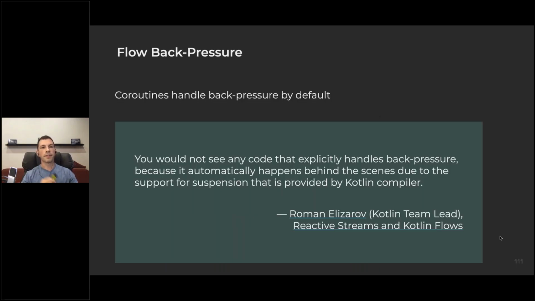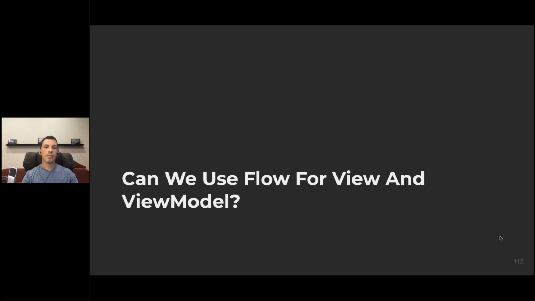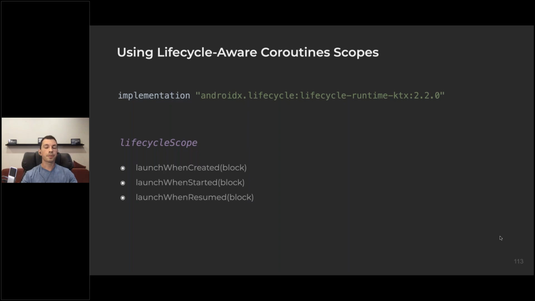Also, a great thing is that Flow supports back pressure by default, but it's better to read some articles by Roman Elizarov instead of me telling you everything about it. And maybe we can use Flow between the view and view model, and not use LiveData everywhere. Actually, we can, but to be fair with you, we did not try to use it in production, but think about this solution.